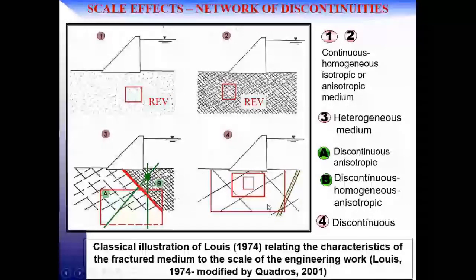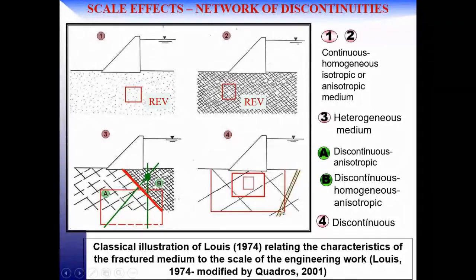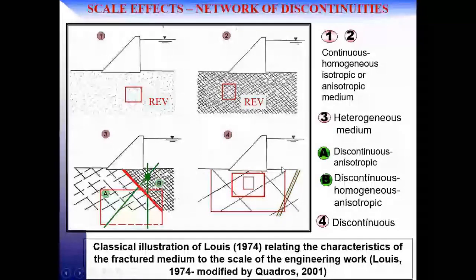These red traces are what we should do if we want to take a representative elementary volume in a rock mass like this. Then we see a small volume that is just the rock matrix, to include two fractures. The representative elementary volume would be this size, and to include the fractures that are interfering with the dam base, we should increase the representative elementary volume.